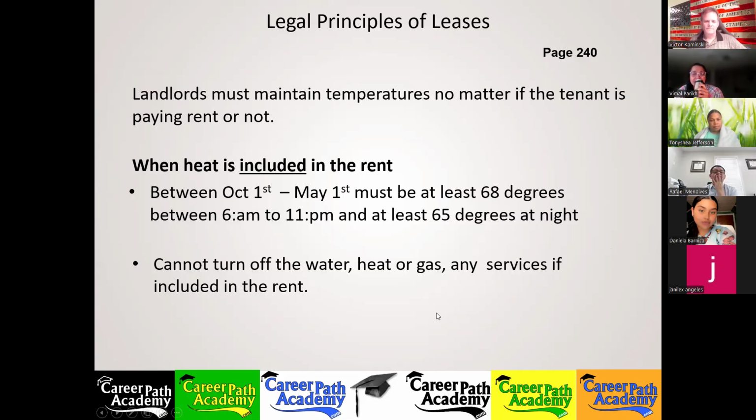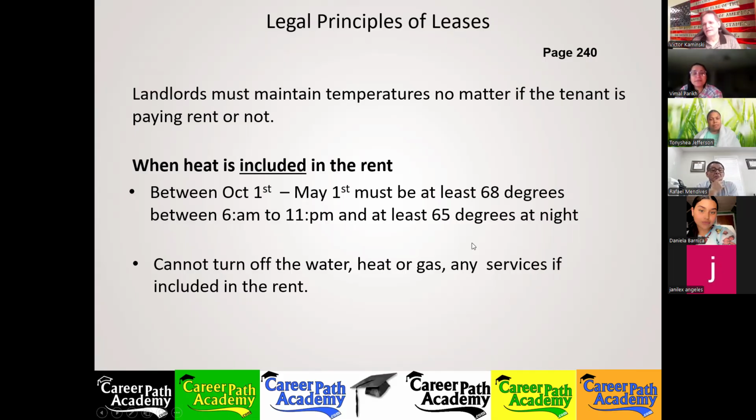So when heat is included in the rent, this is that comment that you were talking about before on that previous page. Between October 1 and May 1, it must be heated to at least 68 degrees between 6 a.m. and 11 p.m. and at least 65 degrees at night. Now, when I read that in some classes, they're like, ooh, that's freezing. No, it ain't. 32 degrees is freezing. Okay. That's cool, right? So 65. If the tenant is not paying their rent, the landlord still needs to maintain these temperatures.